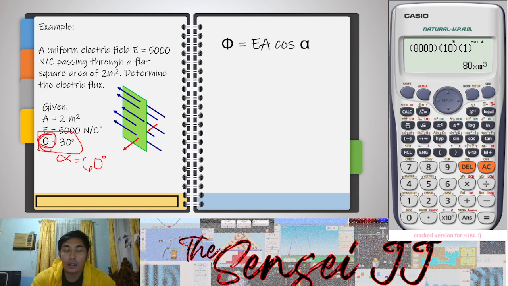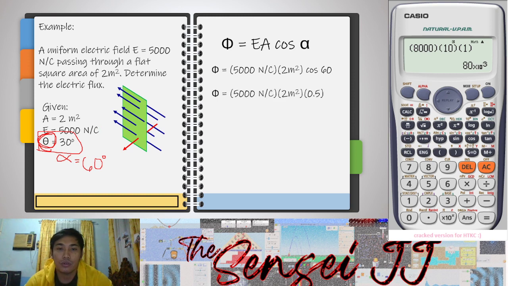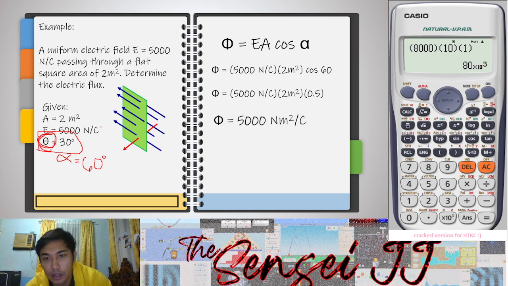Okay, so we have here our phi E is equivalent to EA cosine alpha, and we have here our 5,000 Newton per Coulomb na electrical field, and we have here our area of 2 square meter, cosine 60 for our cosine alpha. So we have here our 5,000 Newton per Coulomb multiplied by 2 square meter multiplied by 0.5. Cosine 60 is equivalent to 1/2 or 0.5. Okay, so we have here our answer of 5,000 Newton square meter per Coulomb.